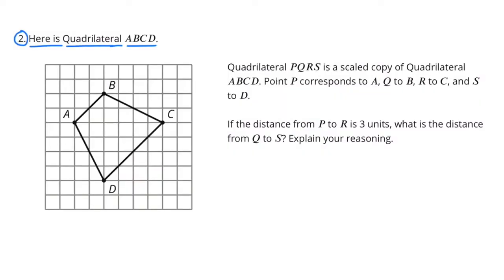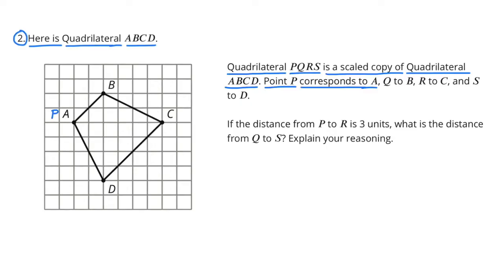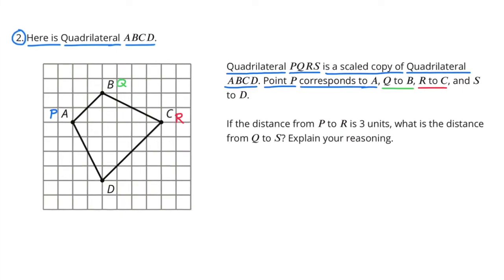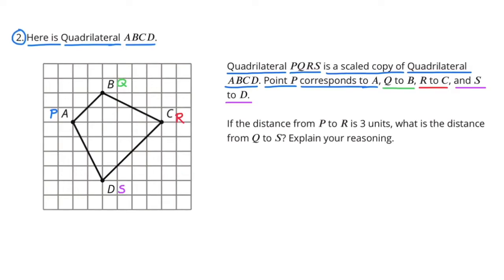Number 2. Here is quadrilateral ABCD. Quadrilateral PQRS is a scaled copy of quadrilateral ABCD. Point P corresponds to point A, point Q to point B, point R to point C, and point S to point D. If the distance from point P to point R is 3 units, what is the distance from point Q to point S? Explain your reasoning.